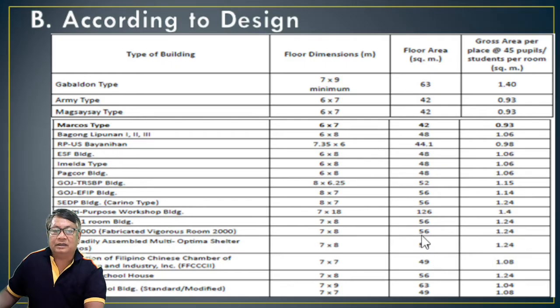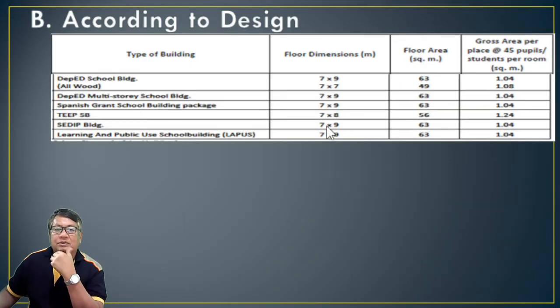We also have the FBR type of 2000, with more or less 56 square meters, and the gross area per place of 45 pupils per room in square meters. This is the distribution of our area per student, the last column here. We also have the rest of the other types. So just go over these different types according to design.